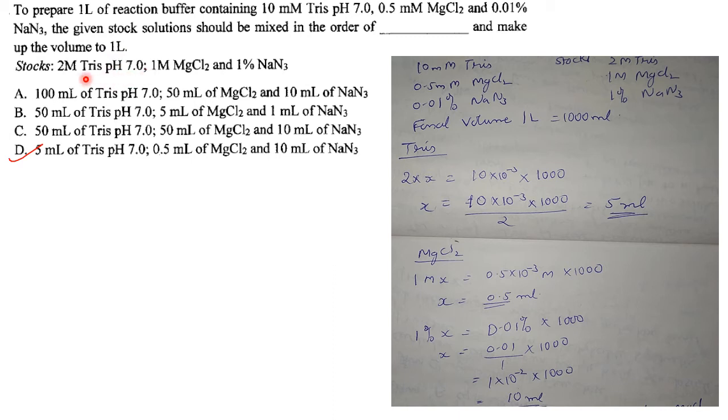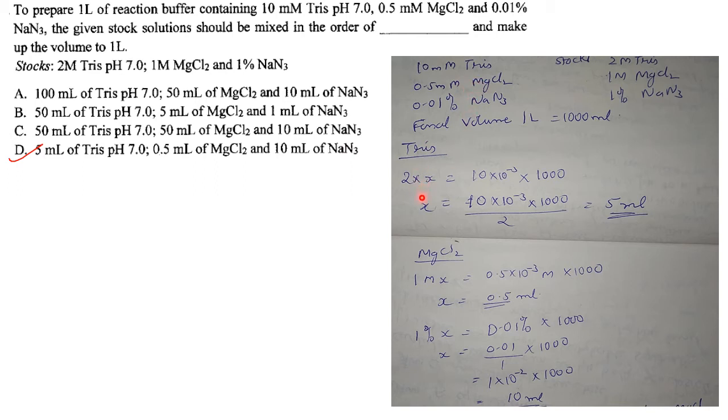So we need to, these are the stocks: 2 molar Tris at pH 7, 1 molar MgCl2, and 1% NaN3, and the final volume should be 1 liter or 1000 ml. So first we will see Tris. We need a concentration of 10 millimolar Tris. We have to take it from the 2 molar Tris stock.